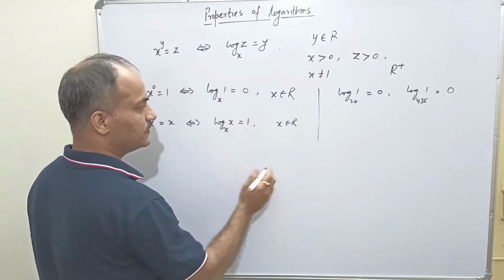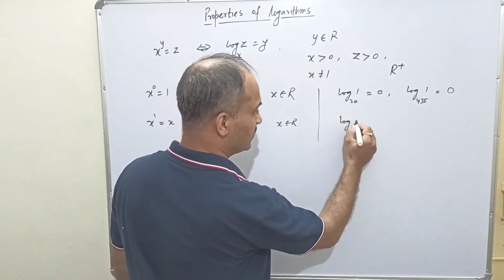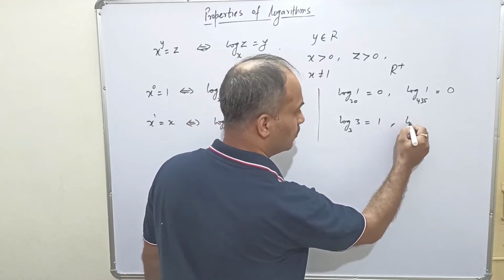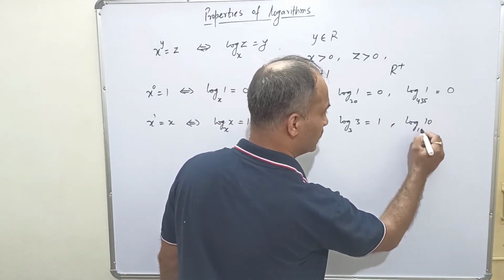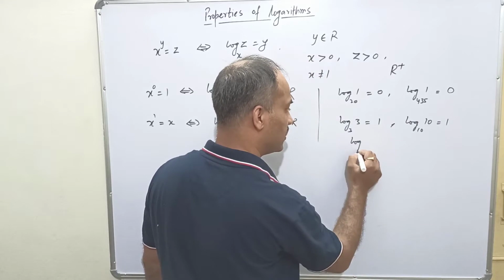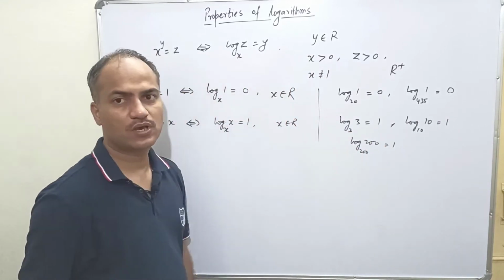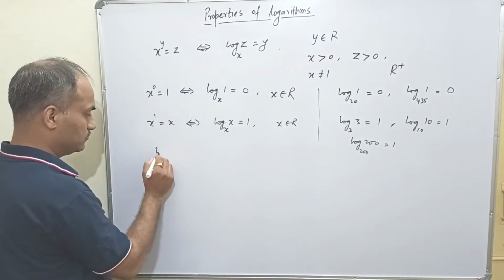Now we see some more examples. Log 3 to the base 3, what is this? This is 1. Log 10 to the base 10 is 1. Similarly, anything can be there. Log 200 to the base 200, the value is 1. There can be many such examples.